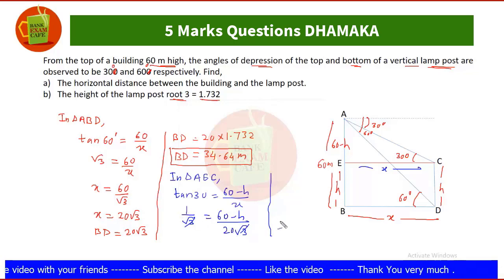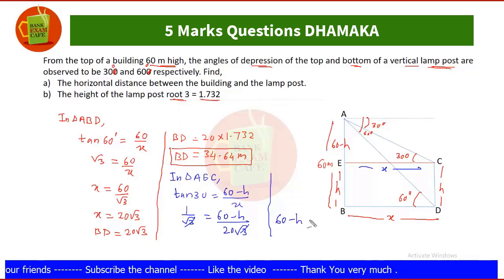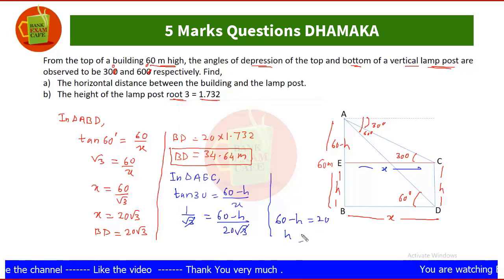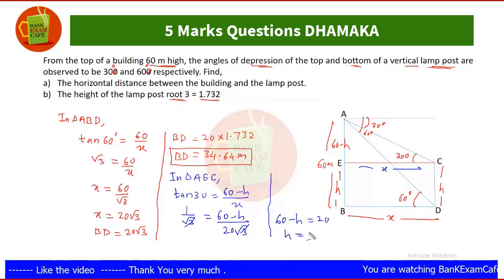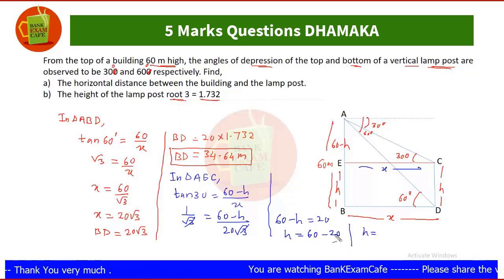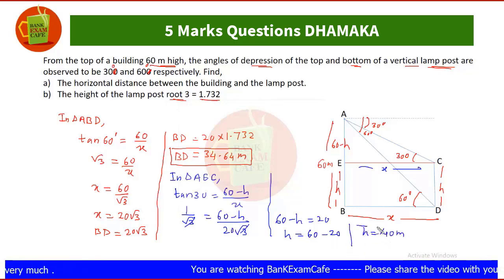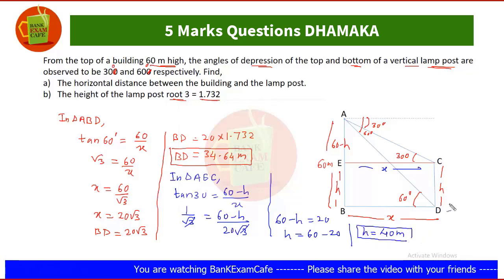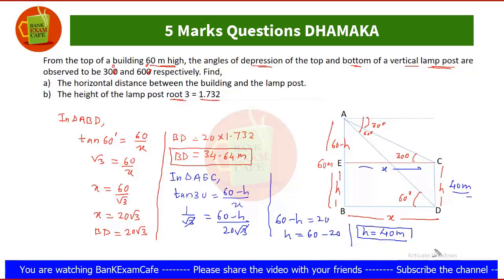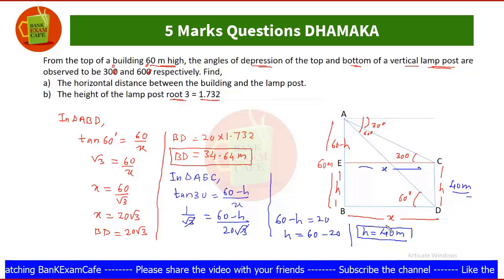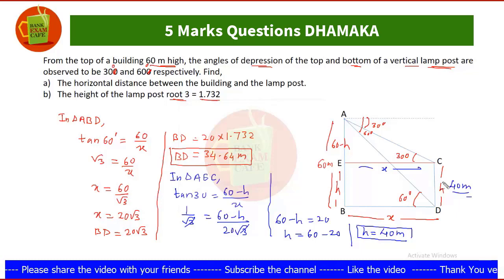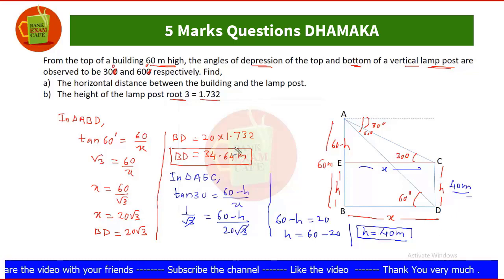So take 20 to this side, so you will get 60 minus H is equal to 20. Take H to this side and 20 to this side, so you will get H is equal to 60 minus 20, and therefore H is equal to 40 meter, and therefore the height of the lamp post is 40 meter. So at the end write the answer. The height of the lamp post is equal to 40 meter, and the distance between the foot of the building and the foot of the lamp post is equal to 34.64 meter.